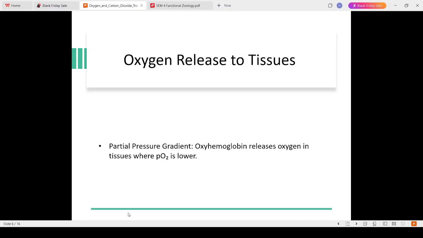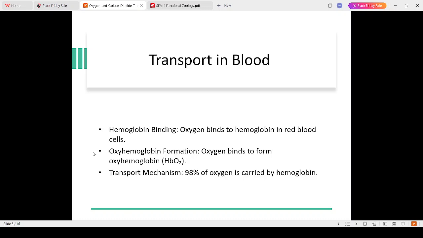Then what happens at the tissue level? This kind of binding normally takes place in the lungs, because if you go into the lungs, you can see that the lungs have a higher oxygen pressure. The pressure of oxygen within the lungs is higher, and as a result more oxygen will attach with the blood. That is because of the higher oxygen pressure.